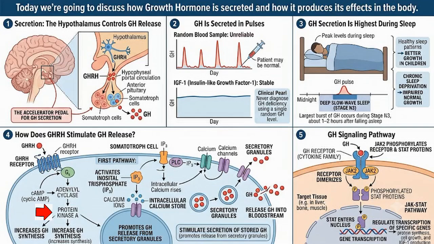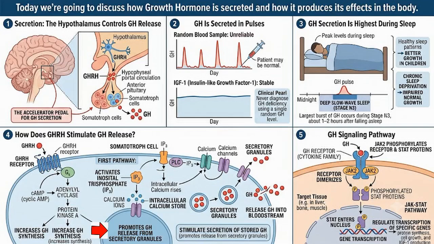Protein kinase A phosphorylates several proteins inside the cell, leading to two important effects. It increases the synthesis of growth hormone by stimulating GH gene transcription. It promotes the release of the growth hormone that has already been stored inside secretory granules.